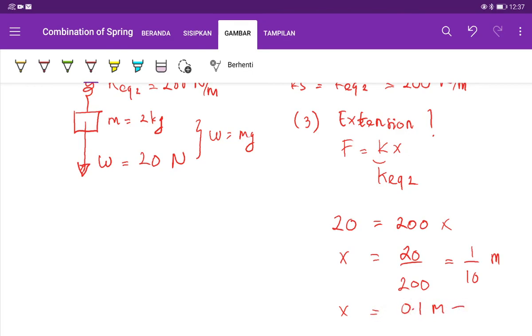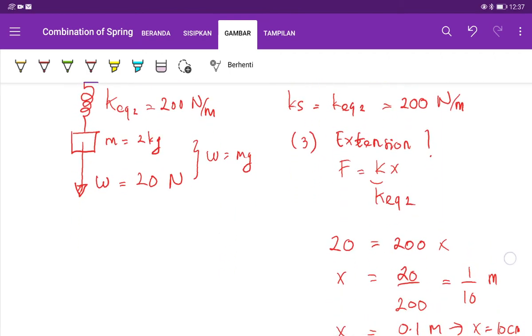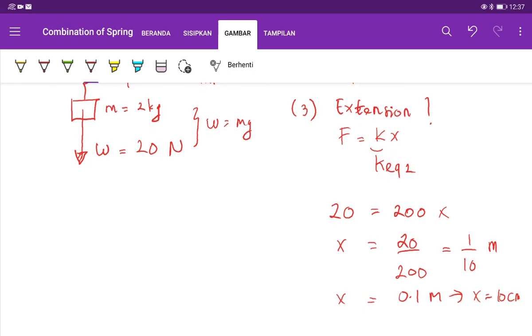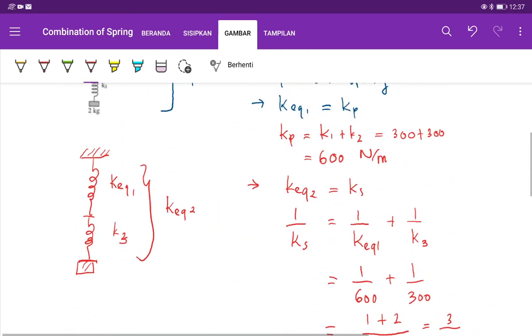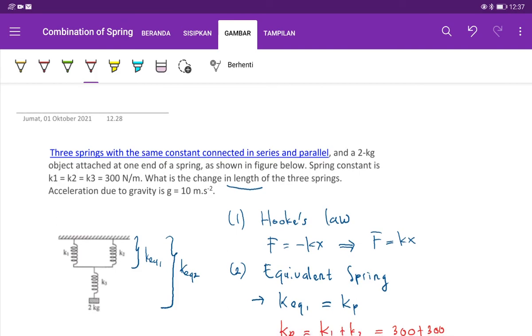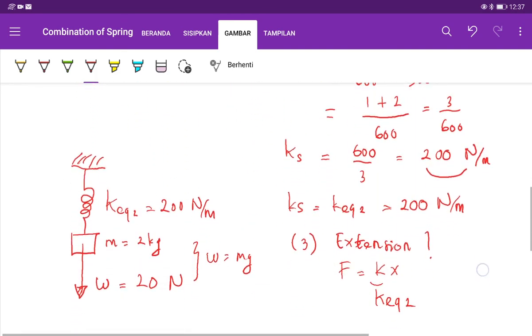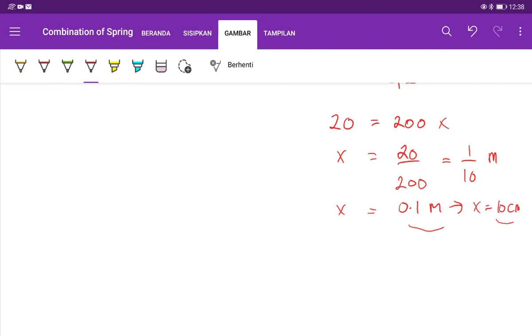In centimeter, it's going to be 10 centimeter, so the extension of the three springs will equal 10 centimeter, or 0.1 meter. So we have a result according to this part. The result will be 10 centimeter or 0.1 meter. Thank you very much.